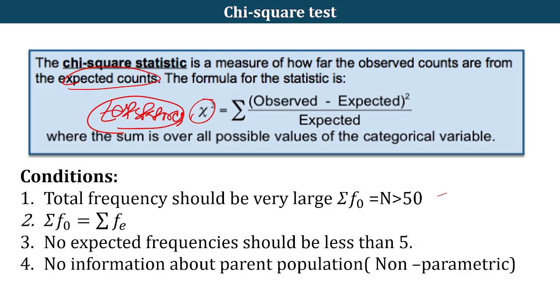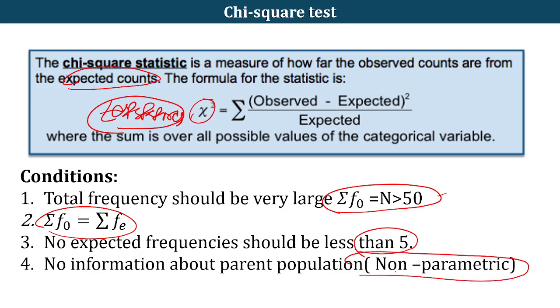Okay. So in that case, the sum of frequencies should be more than 50, and this will always be the same, and no expected frequency should be less than 5. There is no information about the parent population, that means it's going to be non-parametric or non-normal. By definition itself, it is going to be asymmetric.